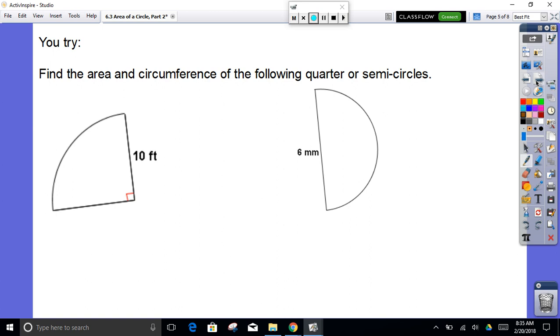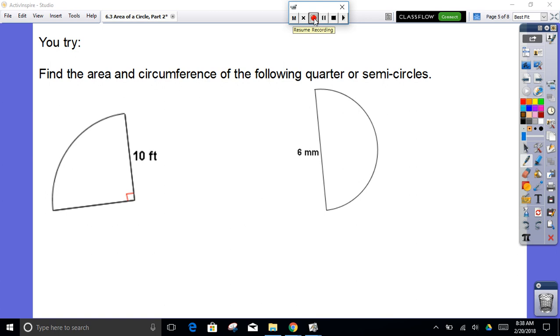All right, the next slide. Guys, stop. Next slide is a you try. So I want you to find the area and circumference of these circles. Go ahead and just do it on the bottom of your notes. You have plenty of space to do this, and then we'll talk about it. All right, let's go over these.